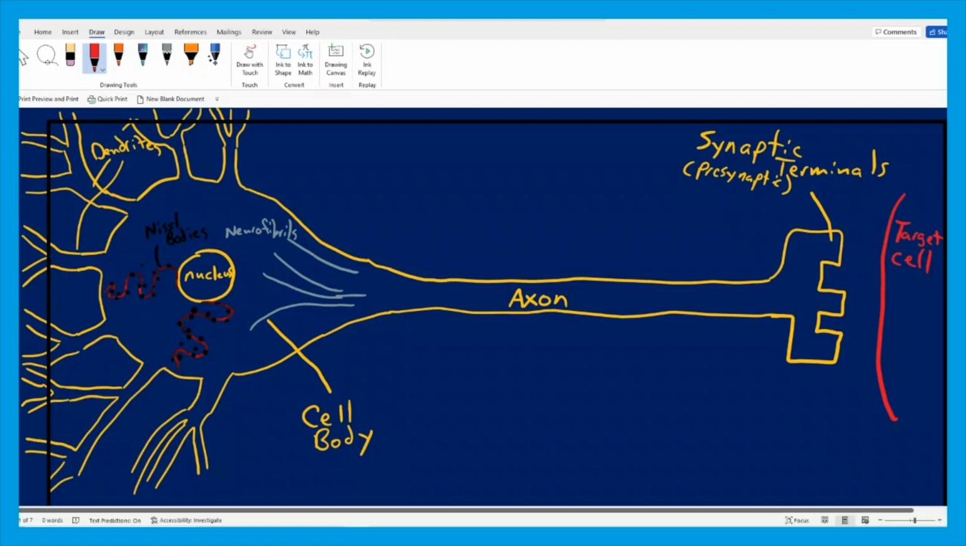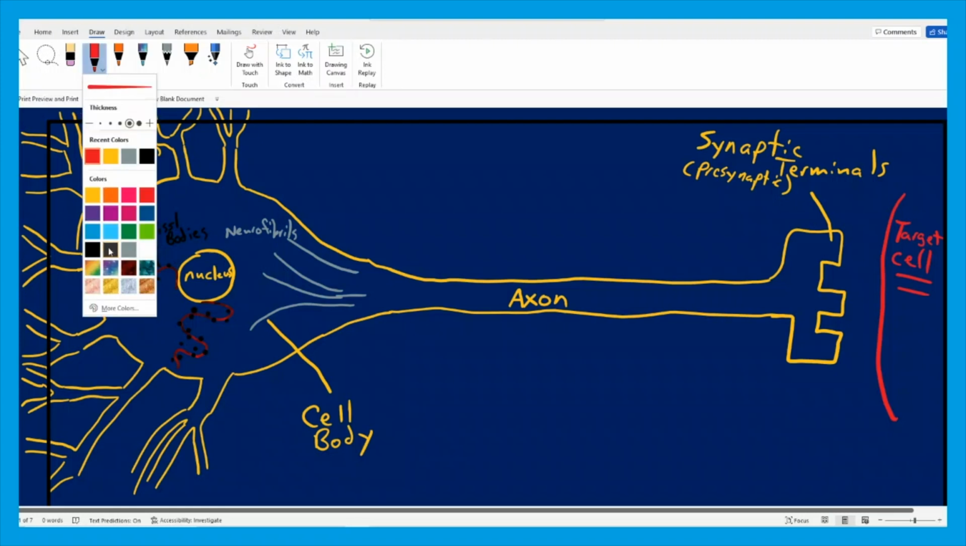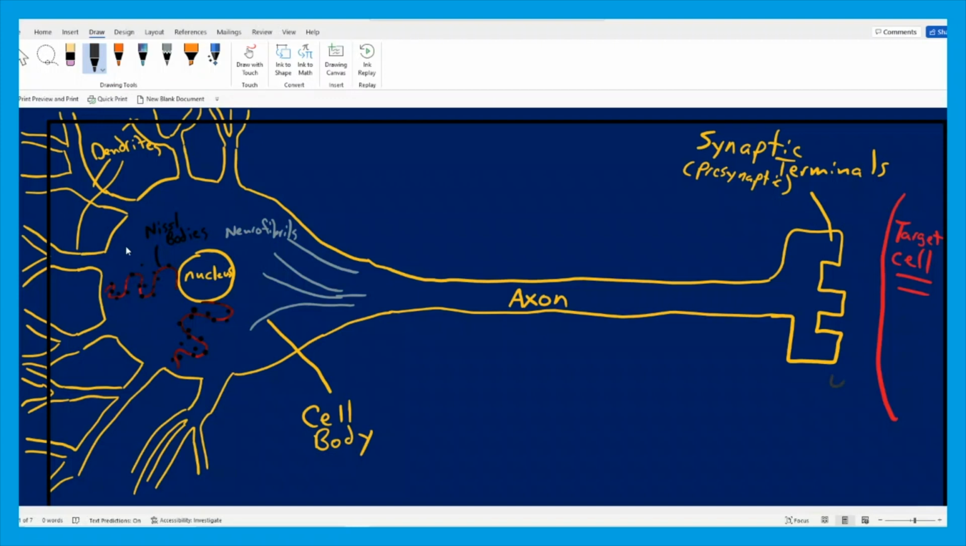Now this target cell could be a skeletal muscle fiber, like you probably already know about. This target cell could be another neuron. It could be a smooth muscle fiber. It could be a cardiac muscle fiber. Could be any number of things. This is just a general, generic old target cell for us. And it's across this small gap that we call the synapse, right here, the synapse or the synaptic cleft, where the neurotransmitters will be spit across.